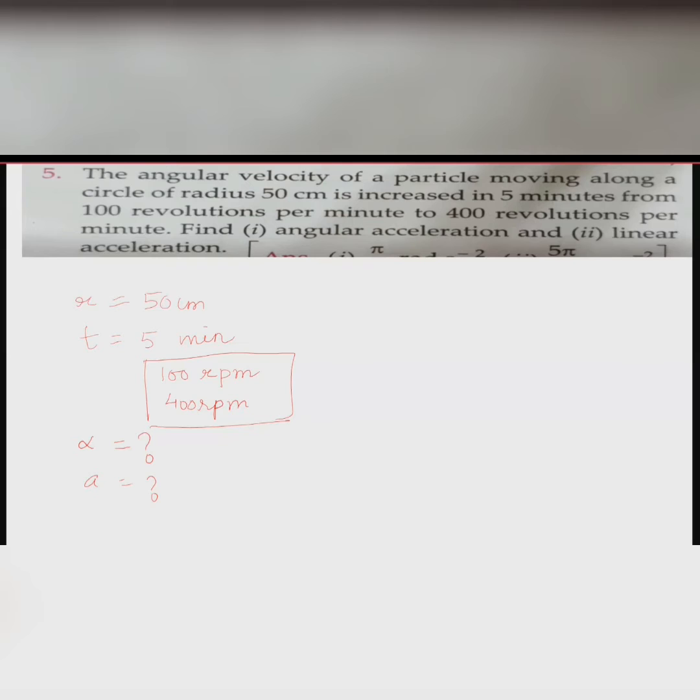And this is one of the sources of error when you're doing the calculation. So whenever you look at the dimensions, it is round per minute. So it means these are dimensions of frequency. So 100 round per minute means 100 by 60 round per second. 400 round per minute means 400 by 60 round per second. Now this is frequency 1, this is frequency 2.